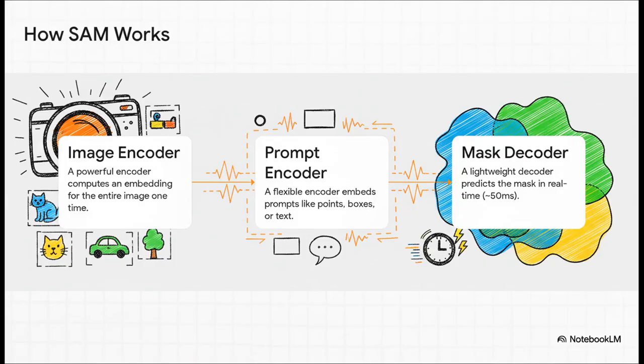So how in the world is it so fast? Well, it's this really clever three-part system. First, a super powerful eye scans the whole image one time, soaking in all the details. Then, the instant you click, a lightning-fast brain figures out what you're pointing at. And finally, a super nimble hand draws that perfect outline, all in about 50 milliseconds. That's literally faster than you can blink.